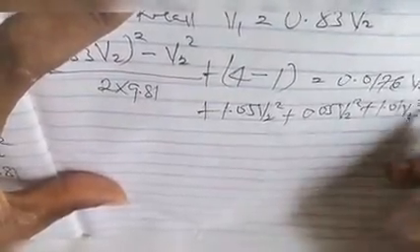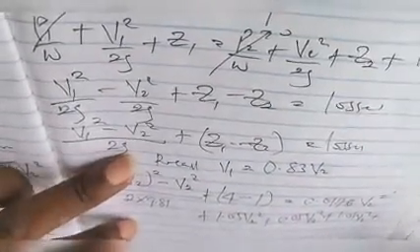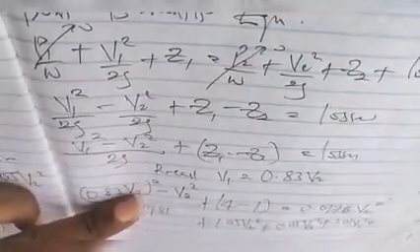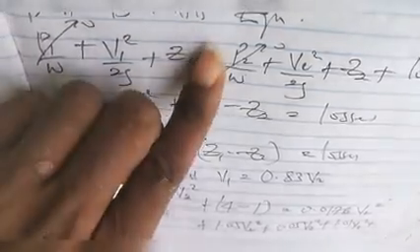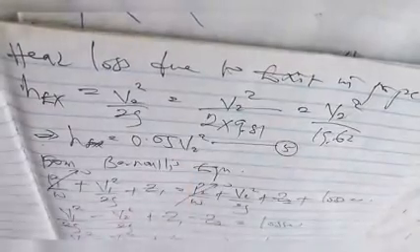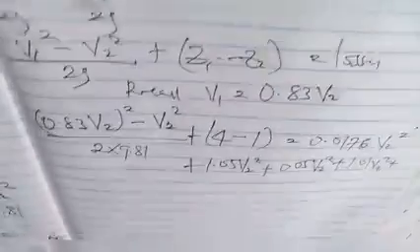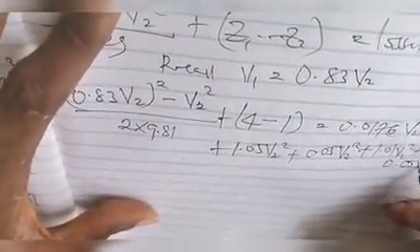Plus finally head loss due to exit of fluid from the pipe. Over here, we have it to be 0.05 V2 squared as well. So we'll have it to be 0.05. I'll put it down here, 0.05 V2 squared.